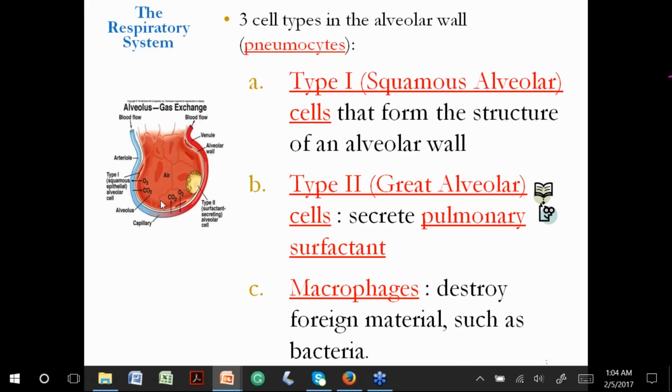300 million or 350 million for each lung, we have the alveoli, and we need to remember the alveoli have three types of cells: type 1, type 2, and macrophage. Let's start with the macrophage. Macrophages are like the police. They patrol all the time what is going on in the alveoli, and if they find some dust or bacteria or some virus, macrophages are going to start to kill them.